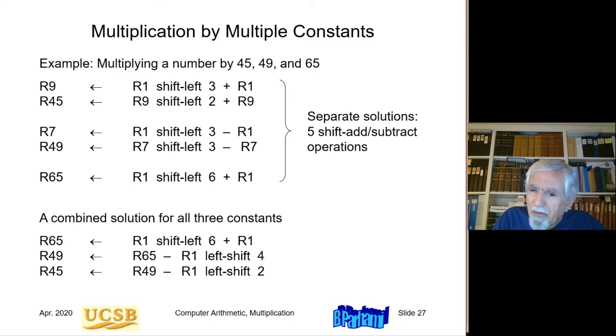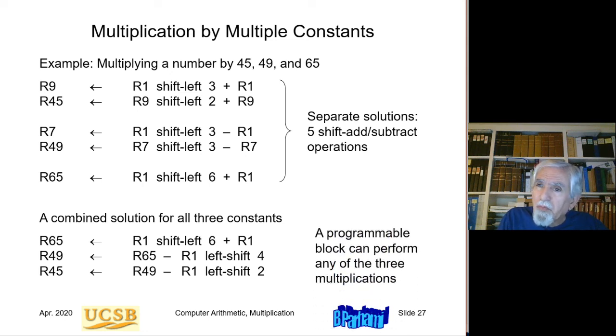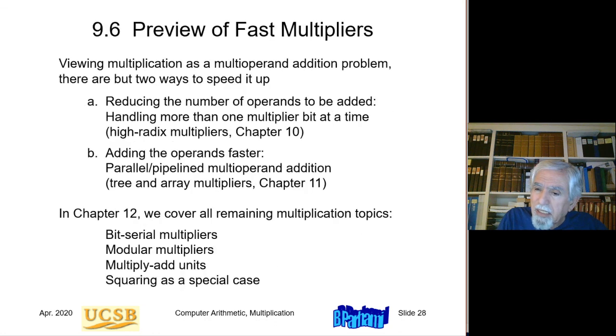By forming 65 first using one instruction, and then noting that 49 is 65 minus 16, and 45 is 49 minus 4. So I can share the hardware, or I can use fewer instructions if this were a compiler trying to compute these, and multiply all three numbers by x in less time or in less hardware. This is known as multiplication by multiple constants in the literature.